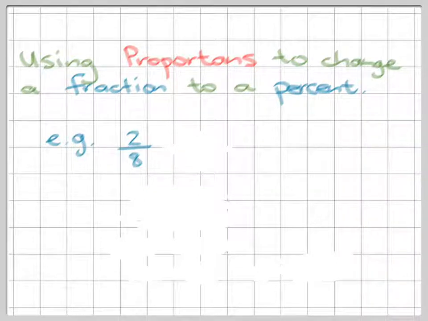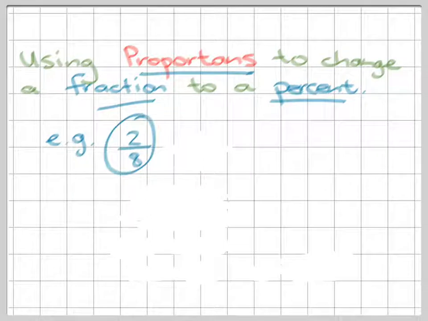Right, so let's look at this. Using proportions to change a fraction to a percent. So here's our fraction. Now remember, we use the principle of cross multiplication with proportion. So the first thing we have to do is set up the proportion. So let's do it this way.